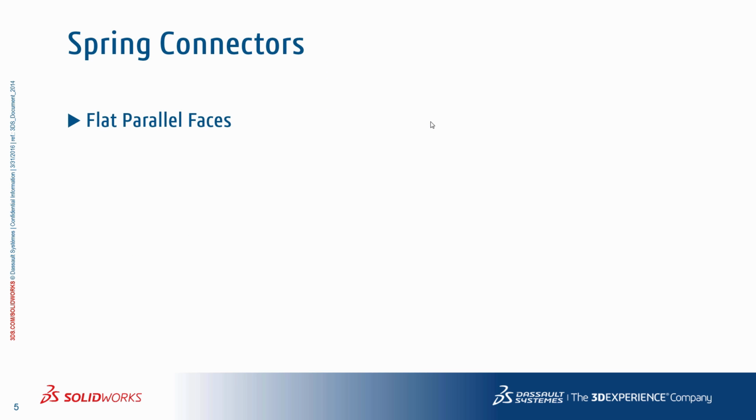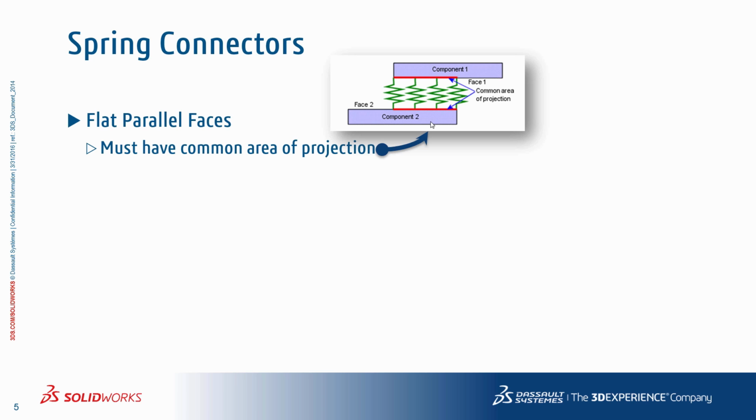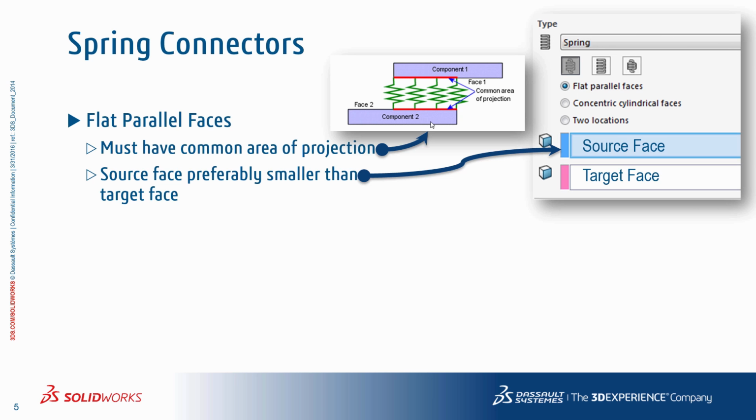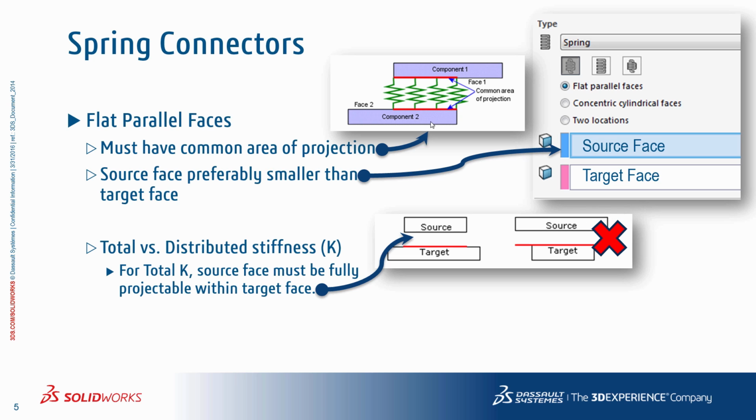Now, when using flat parallel faces, the most important thing to note is the common area of projection between the selected faces for the spring connector. As illustrated here, the program prefers to project the smaller area onto the larger area. And so usually the smaller area should be selected as the source face in the spring connector definition as shown here. Now regarding the stiffness options, if the source face is completely projectable within the target face, the total stiffness values can be used. If not, the distributed option should be used.